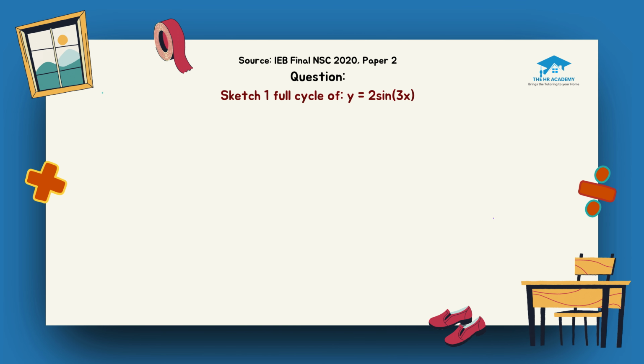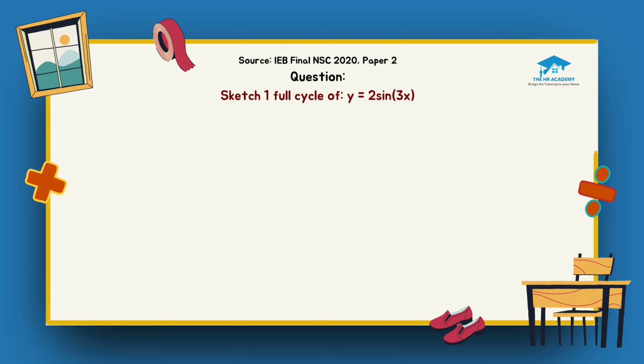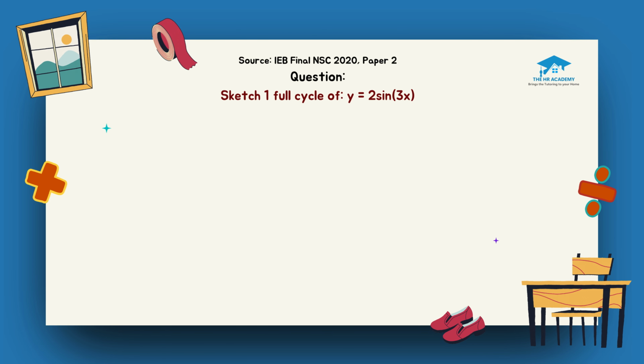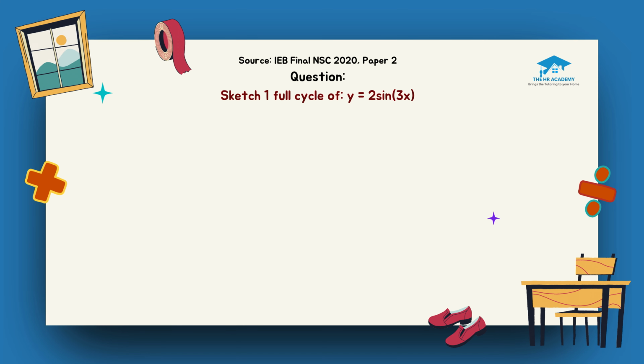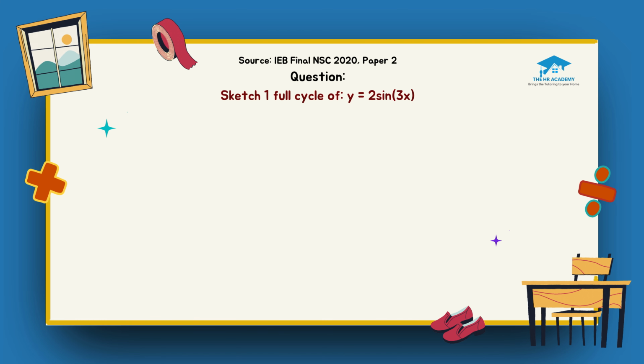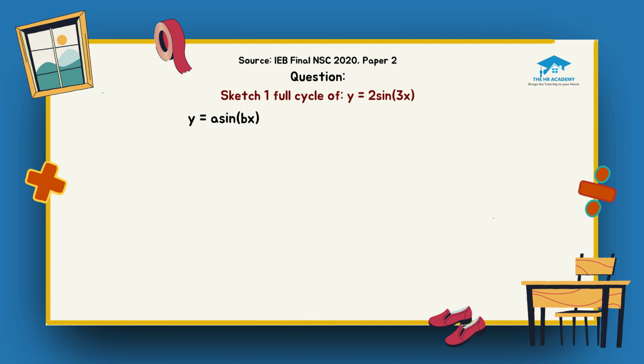Let's move on to a classic graph sketching question, straight from the 2020 final paper. Sketch one full cycle of the graph y = 2 sin 3x. Don't worry, it's just your regular sine wave, with a little too much energy, and a higher voice pitch.